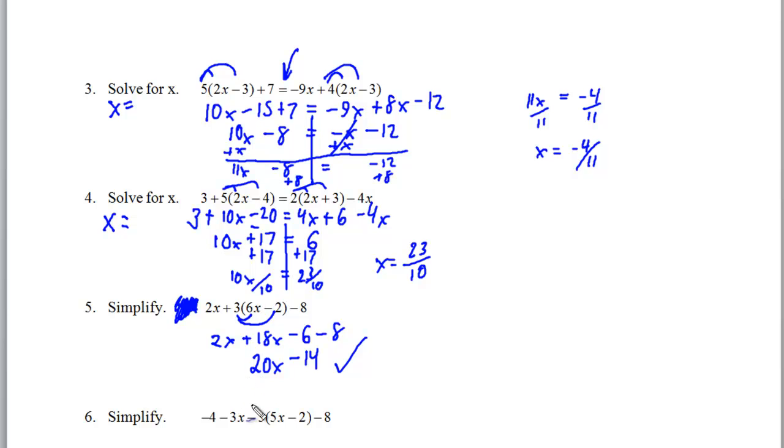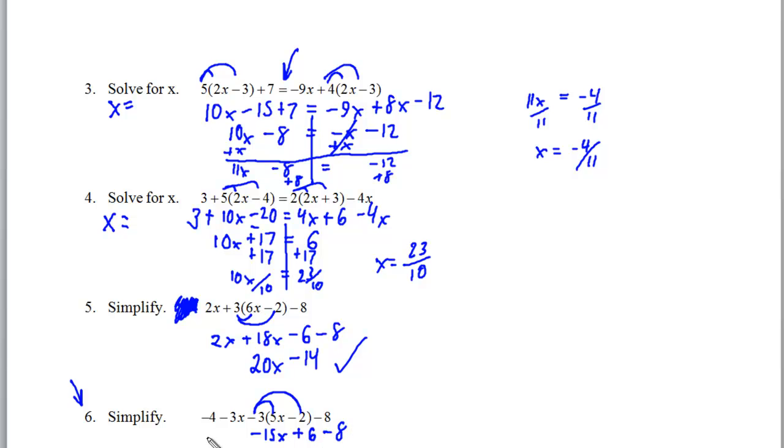The biggest problem that most of you will run into on the day of the test is this right here. When you distribute this, a very, very common mistake is to go negative 15x and then forget this is a negative 3 times a negative 2, so you'll put a minus 6, but that should be a plus 6 there. That plus 6 there is very important, because most people will miss that one. So please pay attention to that problem.